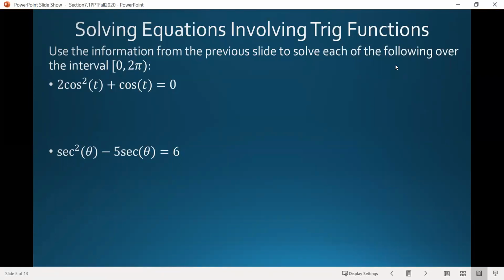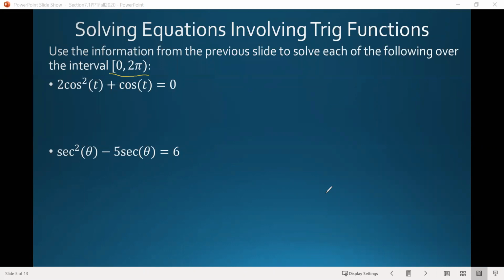So we're asked to use our information from before to help us to solve each of these equations given below over the interval 0 to 2 pi. And notice the way that interval is written. It does include 0, but not 2 pi, so we want to answer 0 to 2 pi, not including 2 pi. All right, so on the first one here, we have 2 cosine squared t plus cosine of t equals 0.